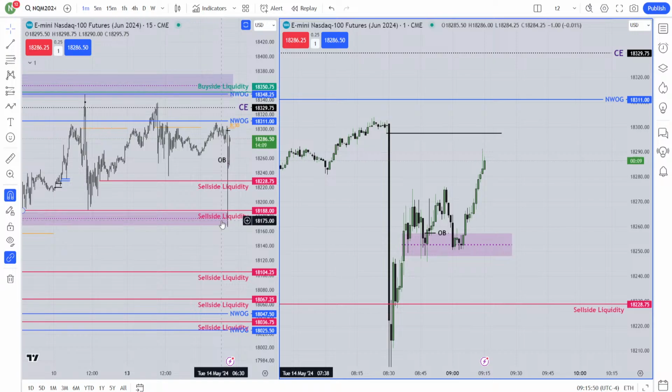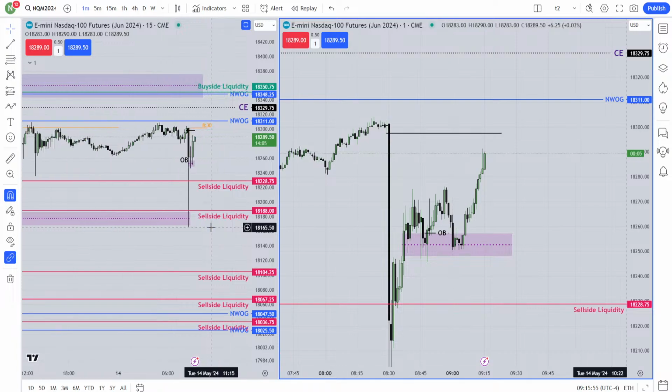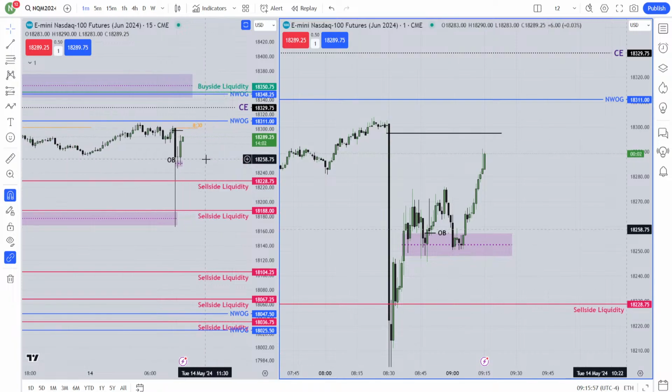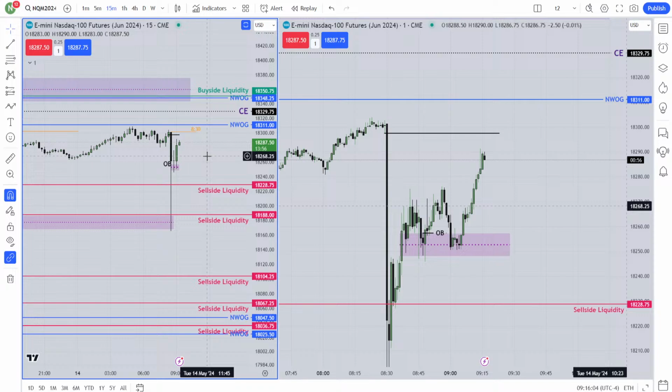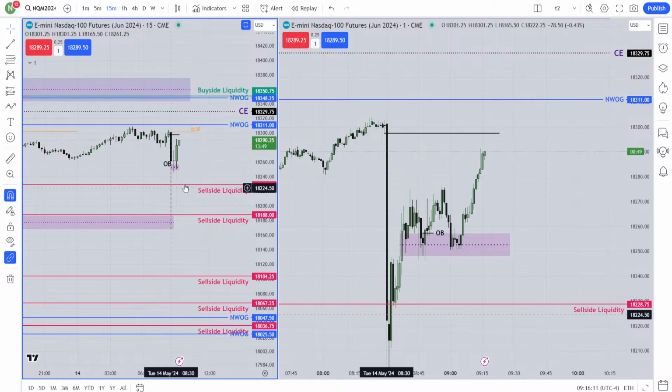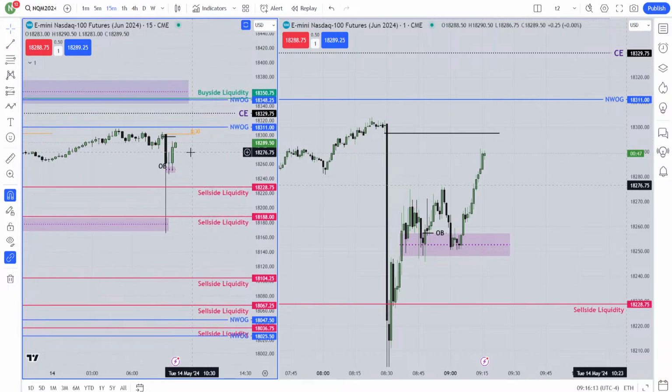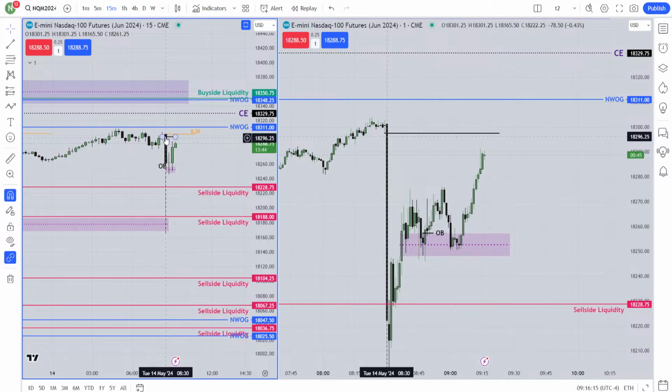PPI, CPI, FOMC, these news are almost the same. The first move is the fake move, the real move comes after the first move. PPI, CPI, PMI, FOMC, all of them follow the same kind of pattern. First move is always the fake move, second move is the real move. I hope you'll understand, brother.